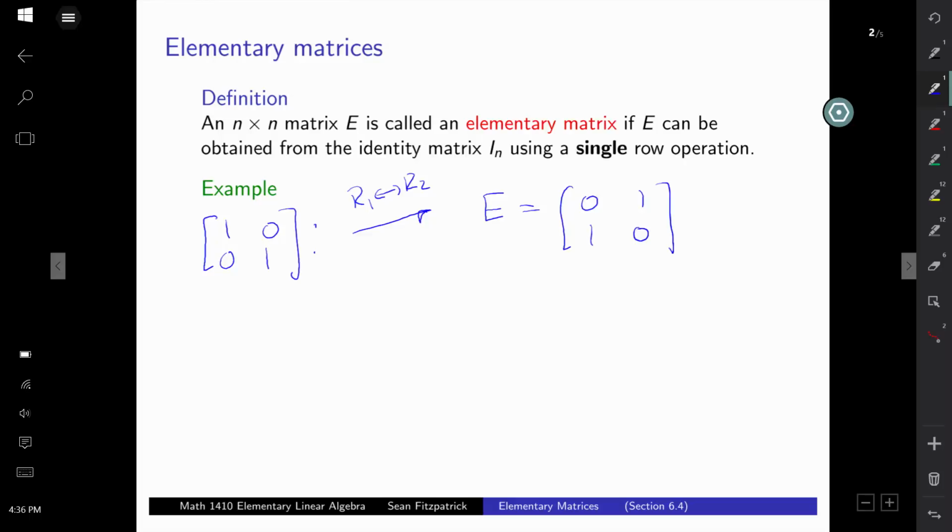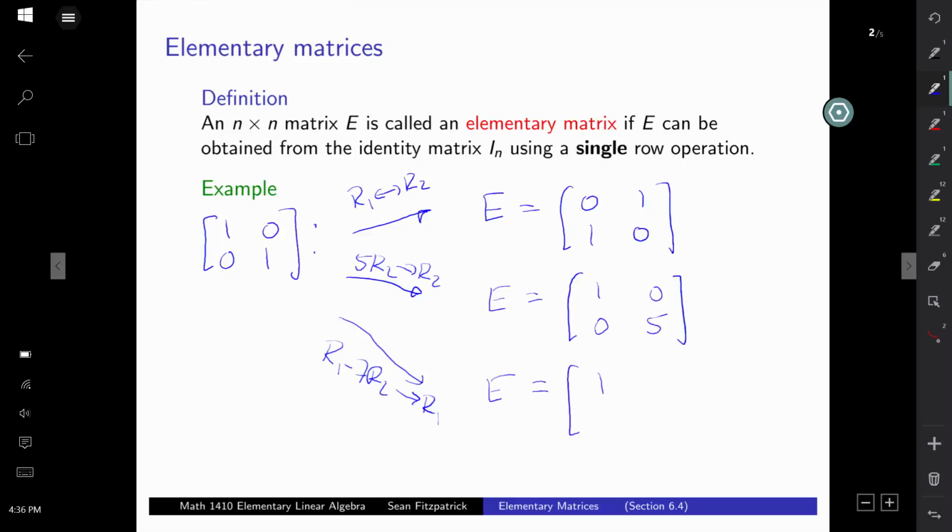All I've done is swap the 2 rows. I could do something like, let's say I take row 2 and I multiply by 5. Well, that would give me an elementary matrix of this form here. Or let's say I do something like row 1 minus 7 row 2, and put that into row 1. That's another elementary row operation. Then we get 1, minus 7, 0, 1. So these are all examples of elementary matrices.